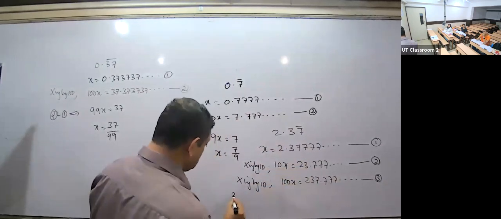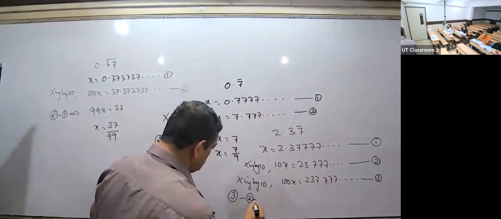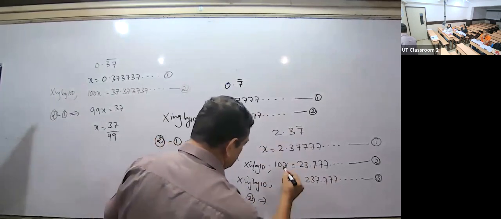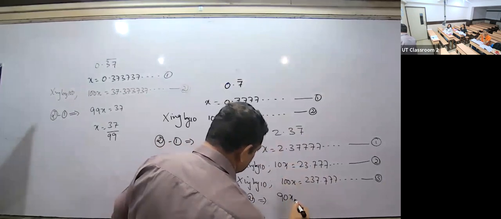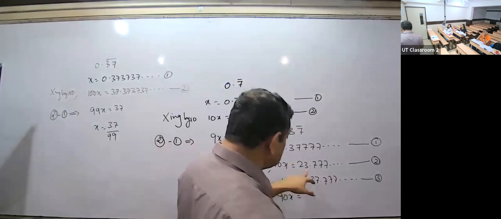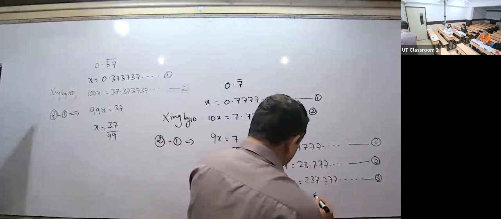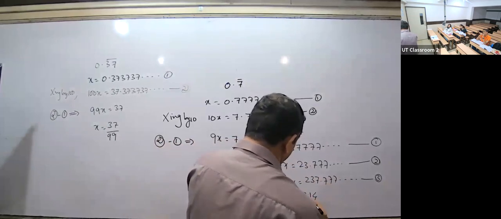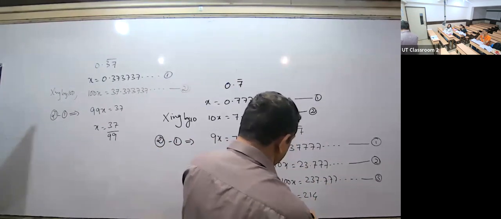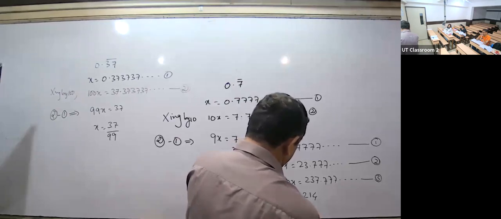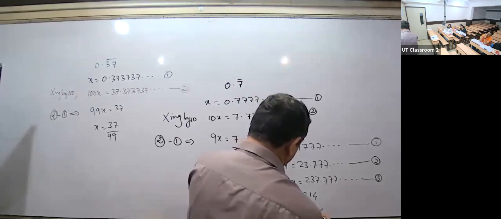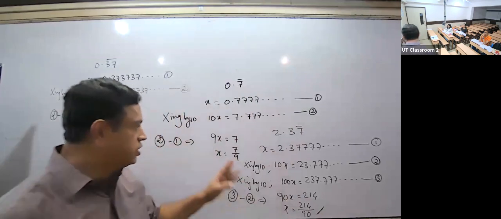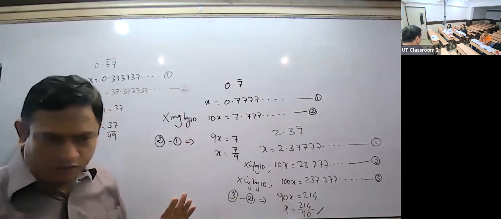So what do you get? 3 minus 2, which gives, 100 minus 10 is what? 90. x is equal to 237 minus 23. 7 minus 3 is 4, 1. 4. x is equal to 214 divided by 90. Are you following? Yes. I have shown different types. Are you following or not?